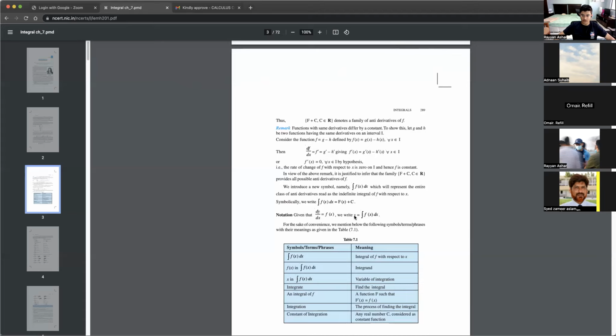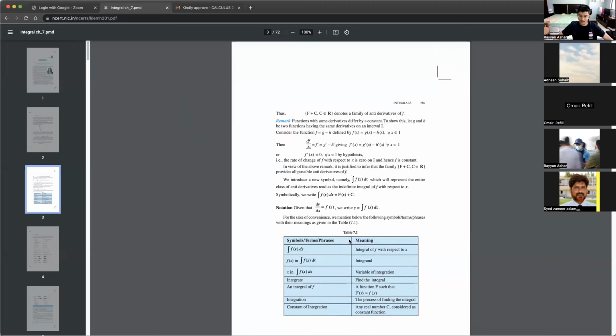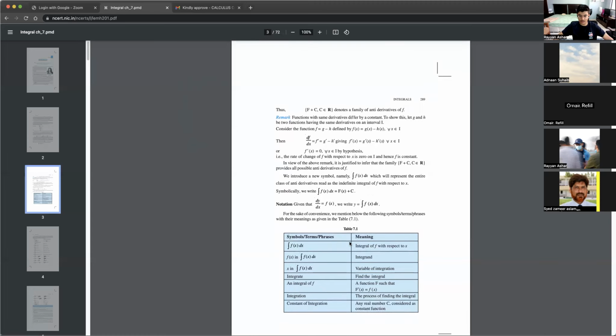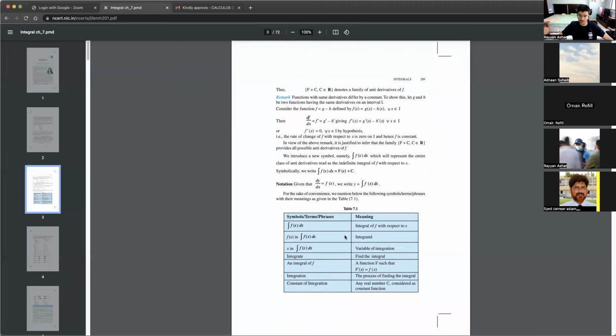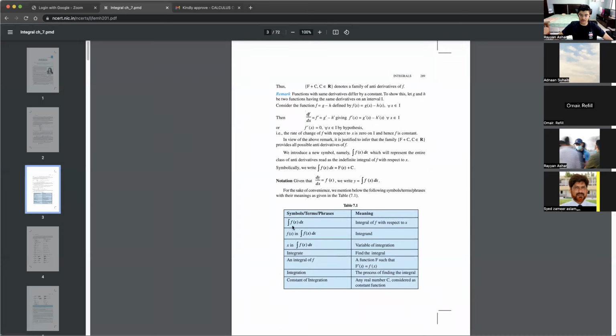And so moving on, basically indefinite integrals are those that do not have a limit and they deal with the entire class of antiderivatives of a given function f. Now, here are some terms and phrases which we'll be using. As seen above, when we put this symbol, which is called the integral symbol, this will be the integral of f with respect to x.